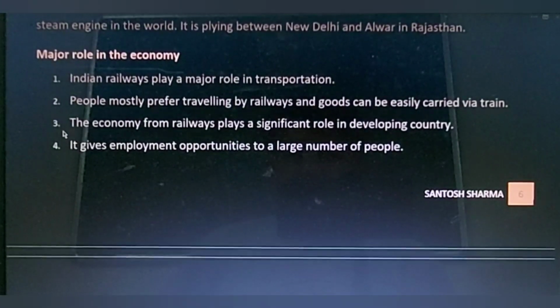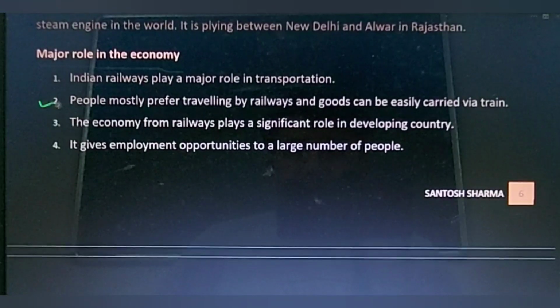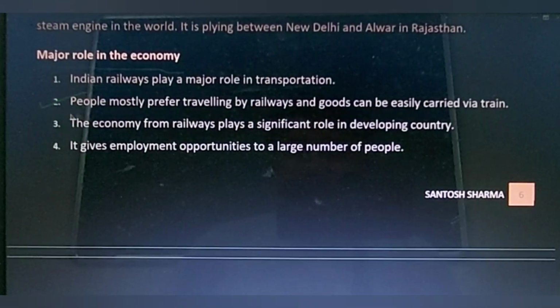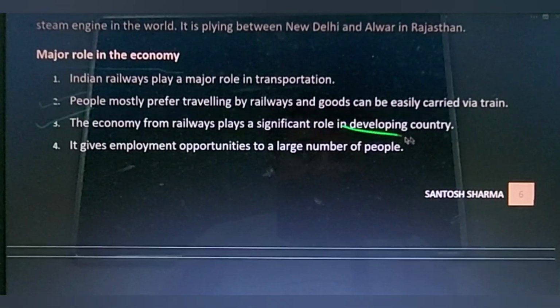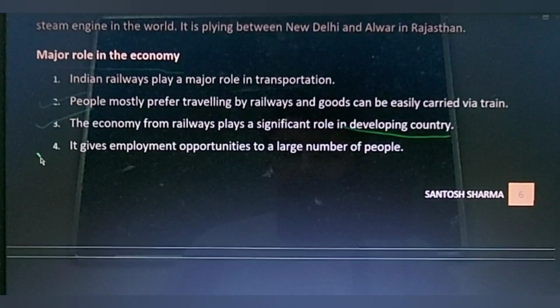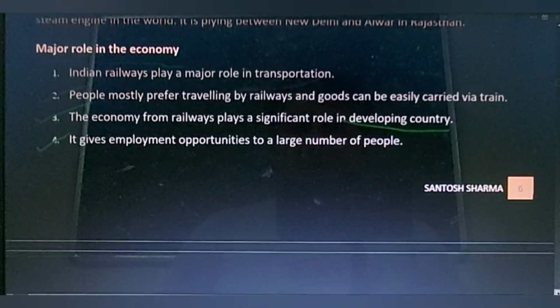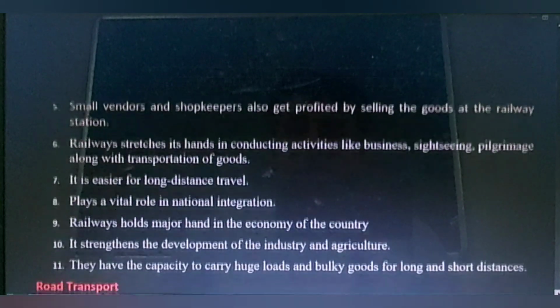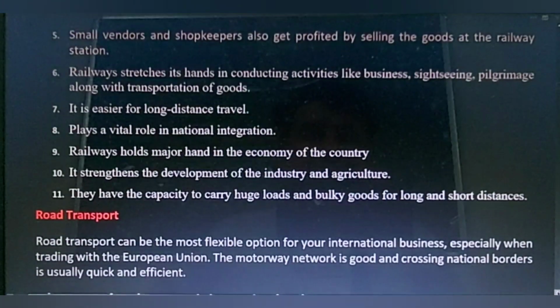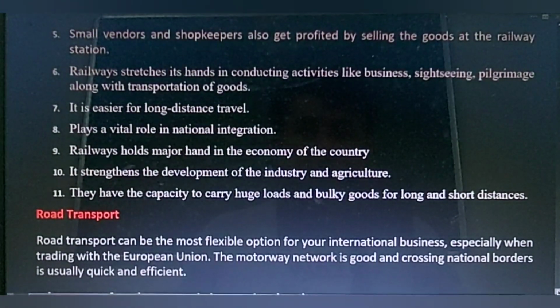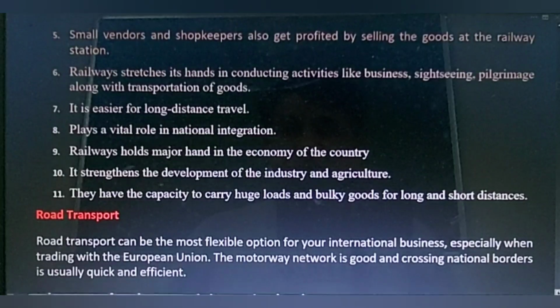And basically, major roles played by the Indian Railways, it plays a very important role in transportation. People prefer to travel by train. And basically the economy from the railways plays a very important role in developing the country. It gives employment opportunities to quite a lot of people, and small vendors and shopkeepers also get profited by selling their goods at the railway stations.